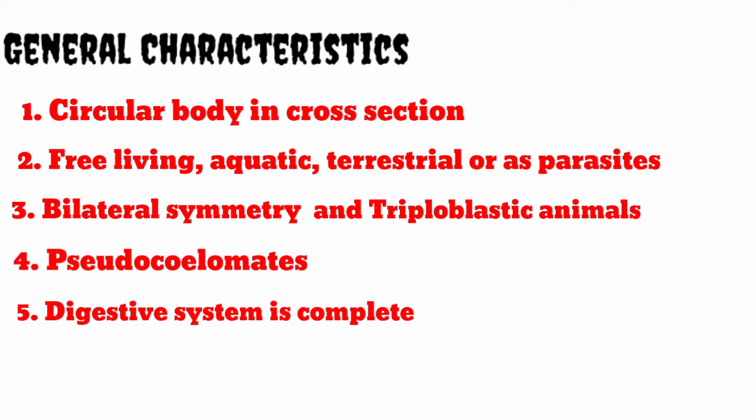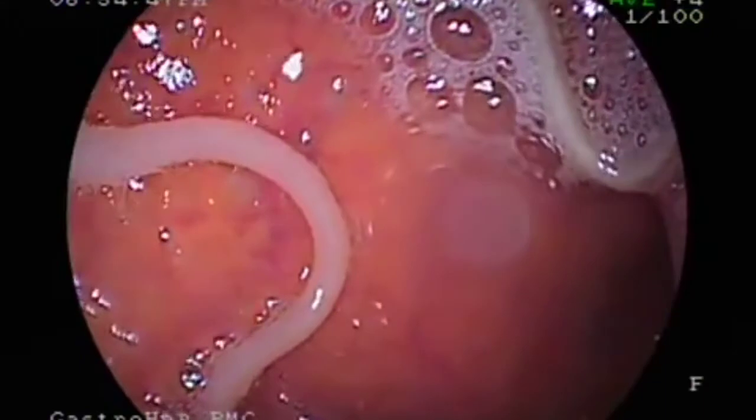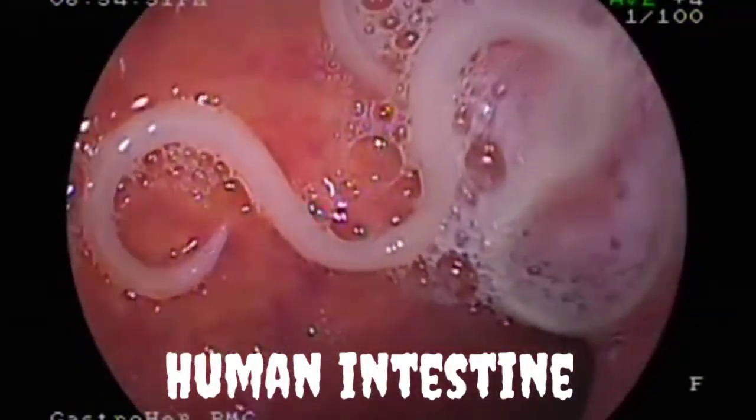Note this point. So let us continue about its digestive system. Actually, they have a very well developed muscular pharynx. Got it? The pharynx is muscular, a very strong pharynx. Because of that, they can suck, they can eat the internal part of our body like the small intestine.